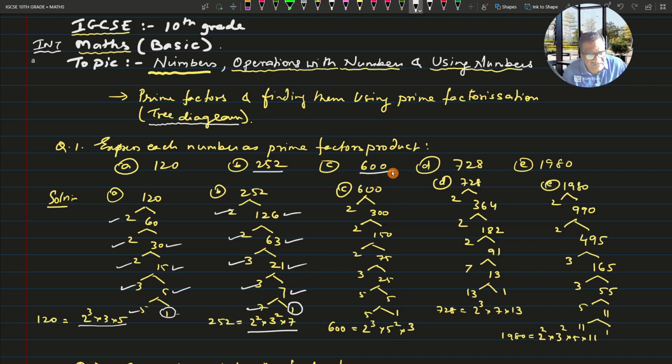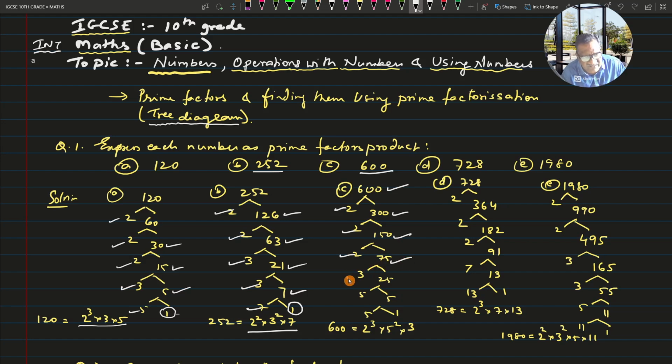Same way for 600. Write a 600 over here and it is divisible by 2. So start with a 2. 600 divided by 2 will be 300. 300 divided by 2 will be 150. 150 divided by 2 will be 75. 75 is not divisible by 2. So go to the next one, that is 3.